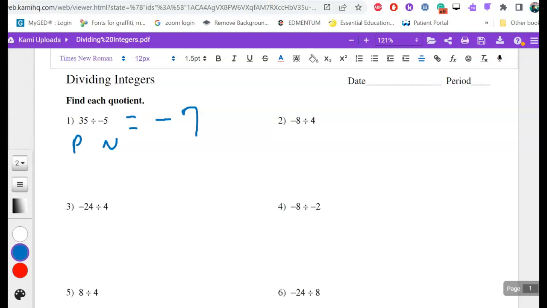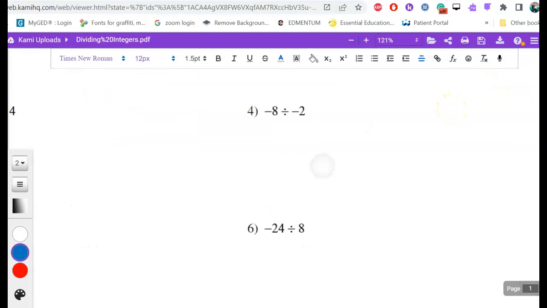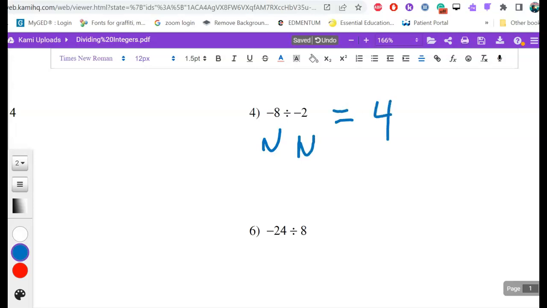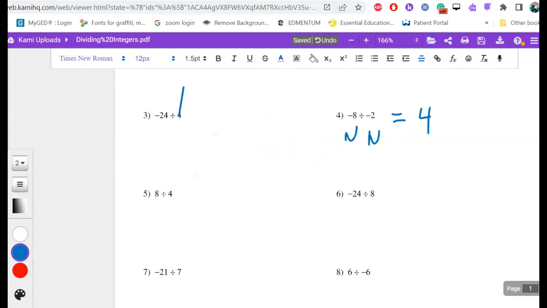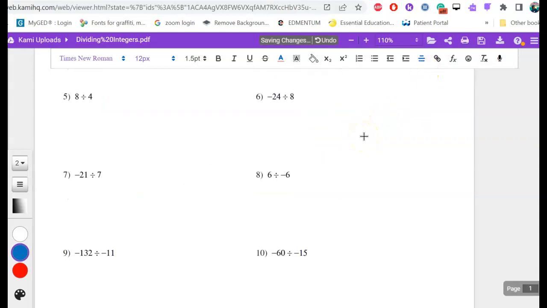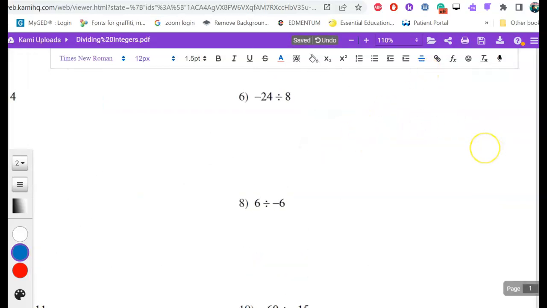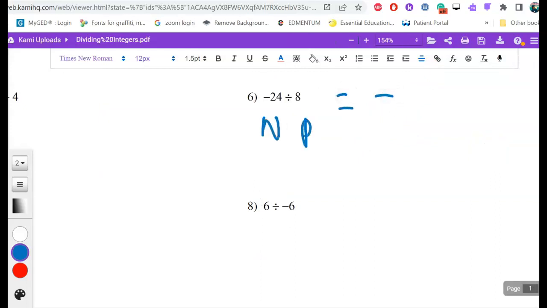Let's take a look at number 4. With number 4, I have a negative divided by a negative. What happens when we have a negative divided by a negative? Our answer will be positive. 8 divided by 2 is 4. So leaving it as a positive 4. Okay. And looking at number 6, we have a negative divided by a positive. We know the answer is negative. 24 divided by 8. 8 will go into 24 3 times, leaving us an answer of negative 3.